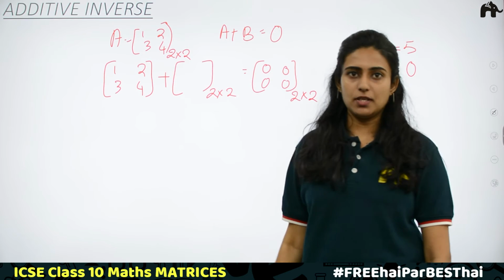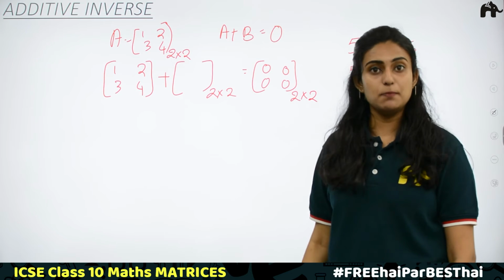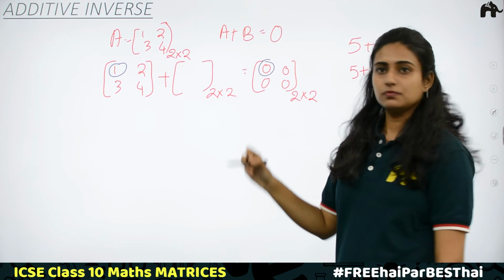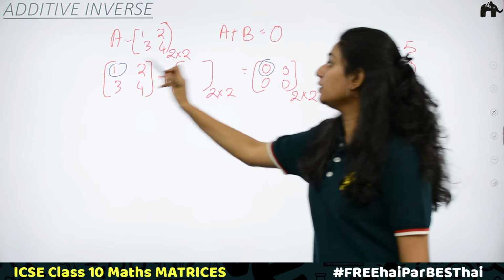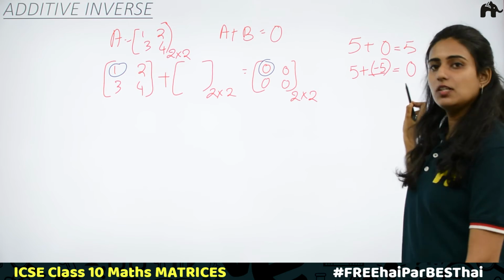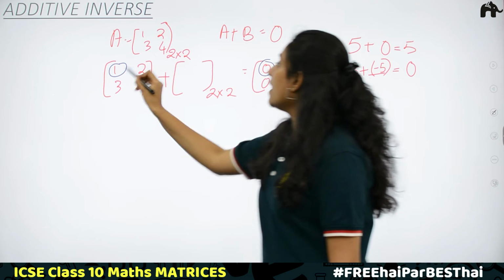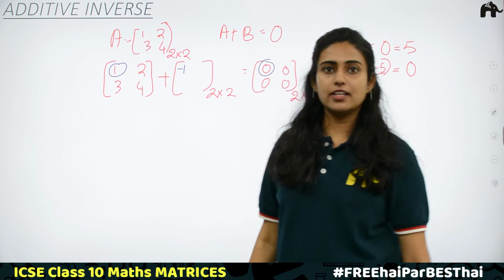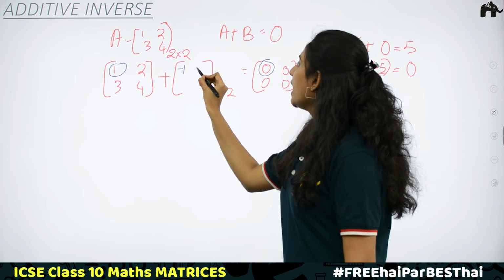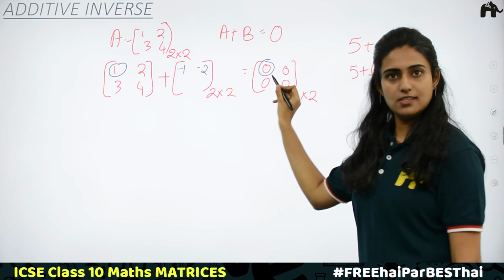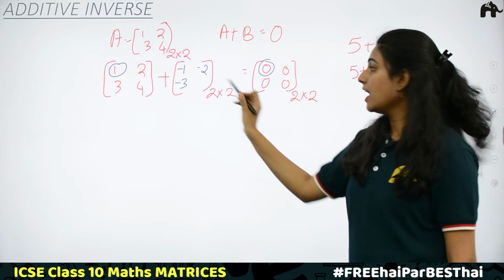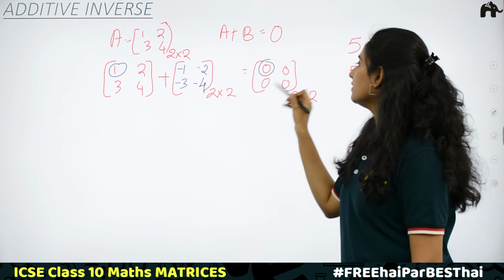What are the elements of this 2 by 2 matrix B? Here we have 1. Here we have 0. Okay. Adding some number to 1 should give us 0. If 5 plus minus 5 is equal to 0, then we know 1 minus 1 can only give us 0. What about here? 2 minus 2 can only give us 0. 3 minus 3 can only give us 0. And 4 minus 4 gives us 0.